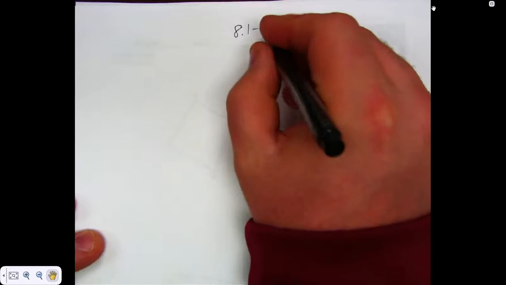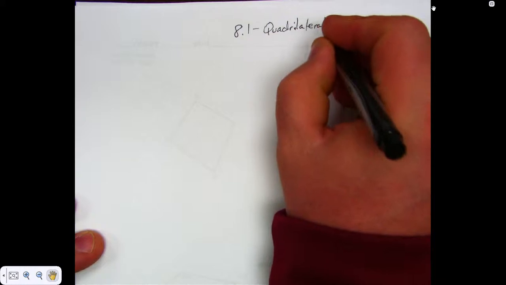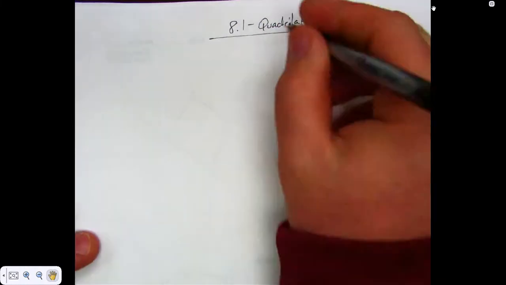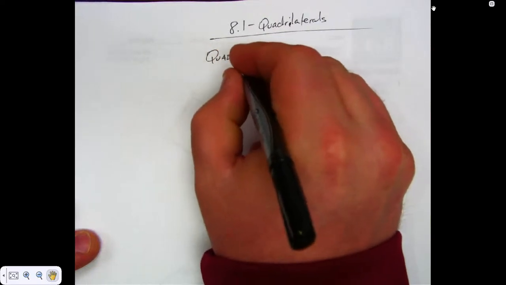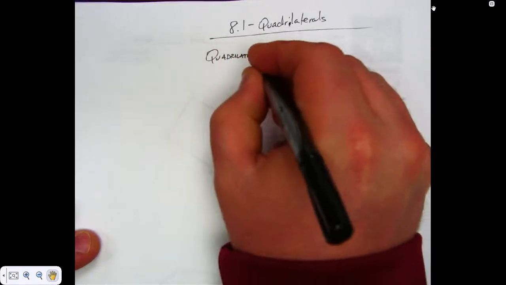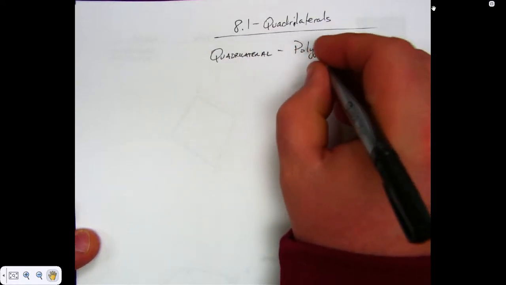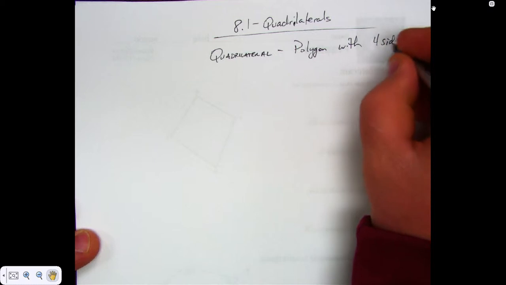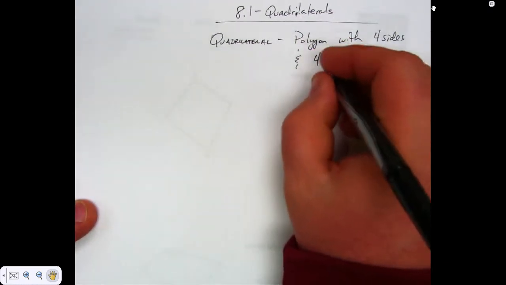What should I write up here? Quadrilaterals. Do you guys know what a quadrilateral is? It's a closed polygon geometric figure with four sides and four vertices.